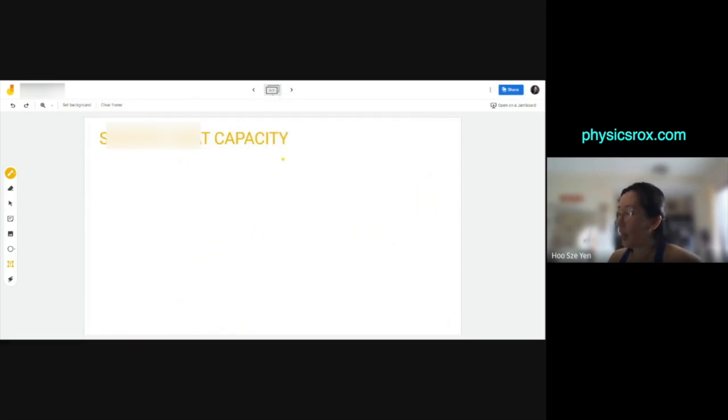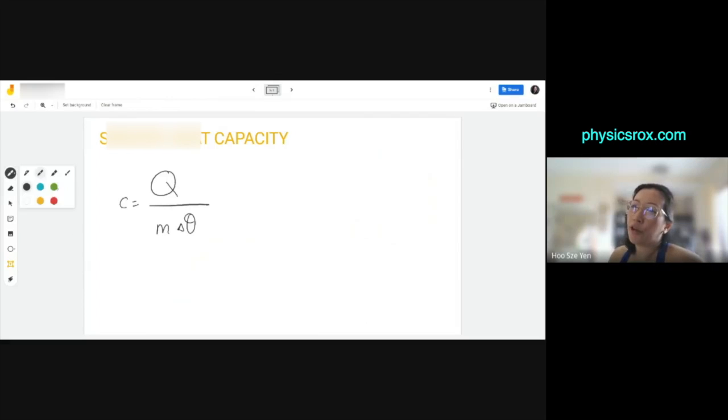Okay. So when we now come to specific heat capacity, then you see, why does the formula have so many things there? Never mind, let me explain. It's very easy. So the formula is this: C equals Q over M triangle theta. Actually, it's like this. The Q is what? Q is the quantity of heat or the amount of heat.